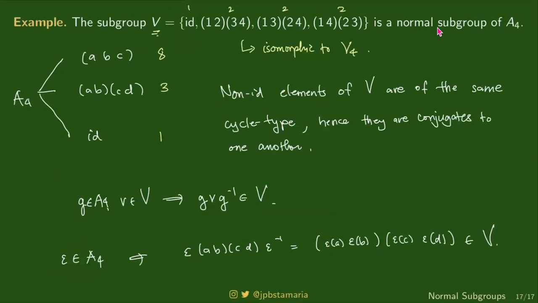Did you understand why this is normal? Ginamit natin yung lesson kanina. Diba yung about conjugates? Tingnan nyo, dahil alam natin yun, madali nang i-prove itong normality ng V sa loob ng A4. Kasi nga yung mga nasa V, basically aside from the identity, magkaka-type sila. Kaya they will be conjugates to one another.